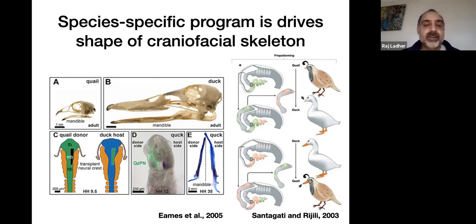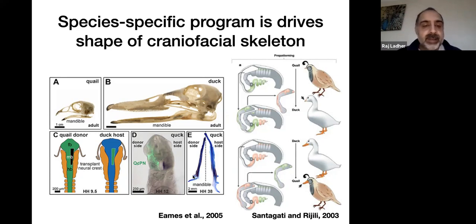And if you look at the difference between a quail and a duck, you can see that their beaks are very, very different. Quails have this kind of pointed beak, ducks have a bill that goes like this. And if you then transplant the quail donor into a duck host, what you now see is, on the donor side, the beak having a quail morphology. So remember, this is a duck host now with a quail-like beak.